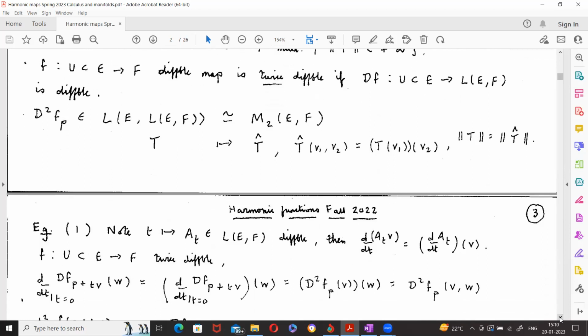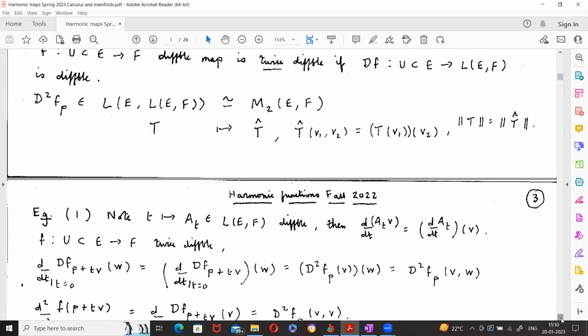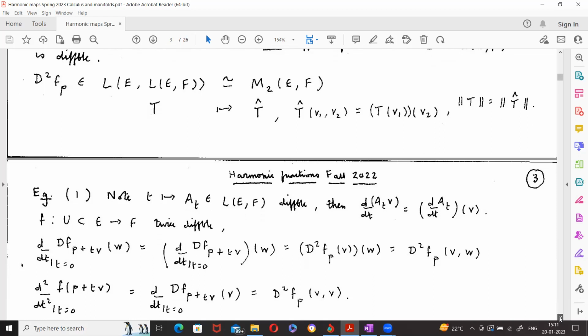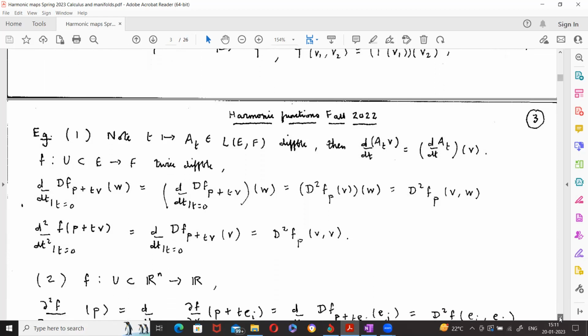So now how do we calculate this second derivative acting on a pair of vectors V, W? So we're going to do that now. The second derivative we can think of as a bilinear map from E cross E to F. This is what I was trying to say earlier. The second derivative is no longer a linear map. It is a bilinear map from E cross E to F. So how do we calculate this bilinear map?